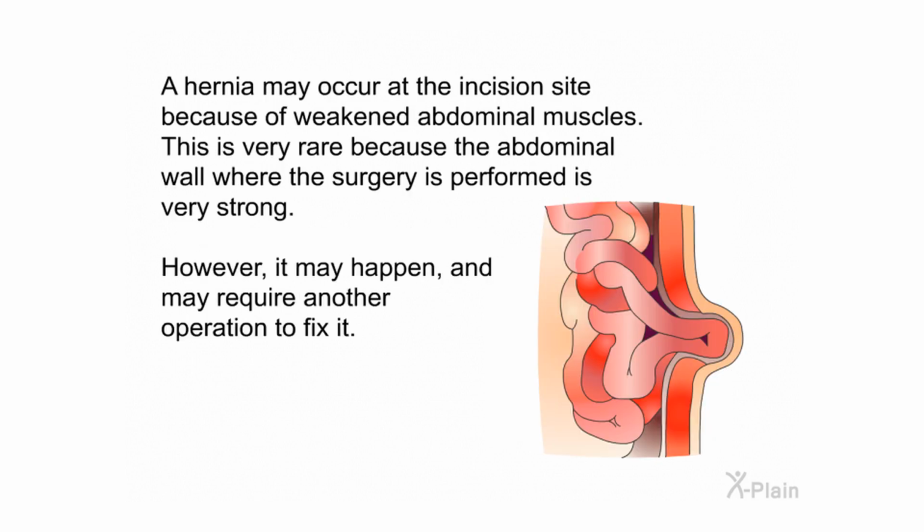A hernia may occur at the incision site because of weakened abdominal muscles. This is very rare because the abdominal wall where the surgery is performed is very strong. However, it may happen and may require another operation to fix it.